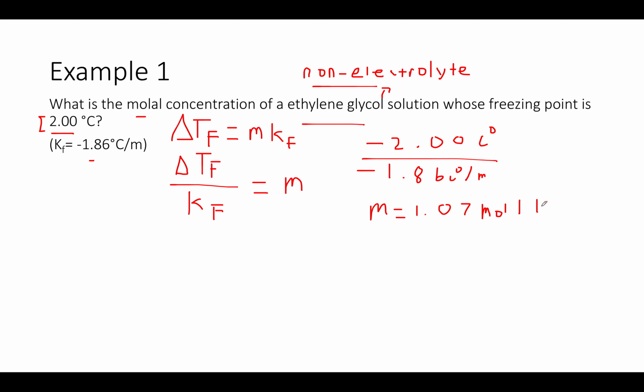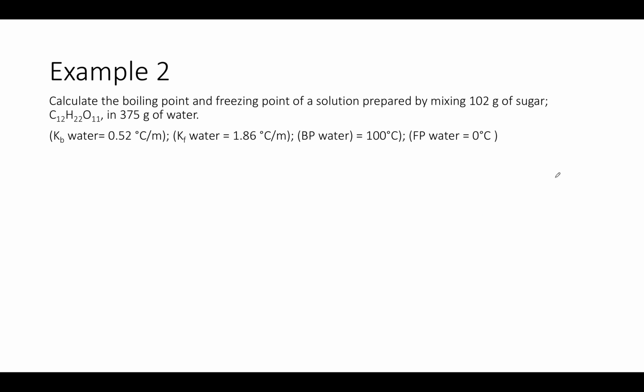Now, if I didn't make that freezing point negative, if I didn't make that negative 2, and I left it positive, I would get a negative value for the molality, and that wouldn't make sense. So that's why you need to change that freezing point into a negative, because at freezing point depression, you're lowering it. So it's going to be a negative number.